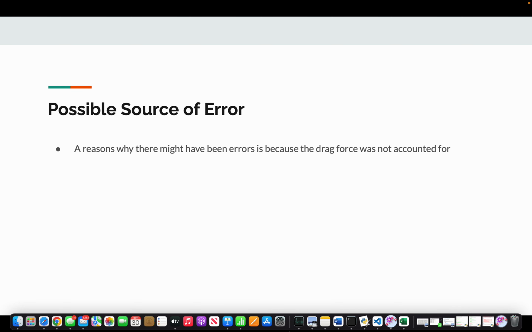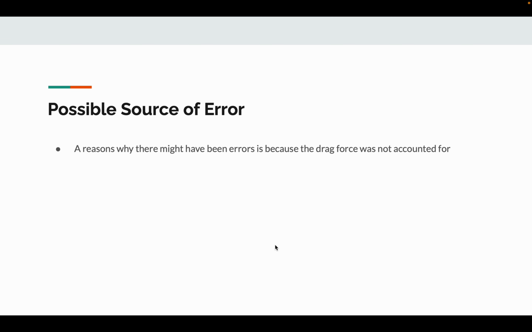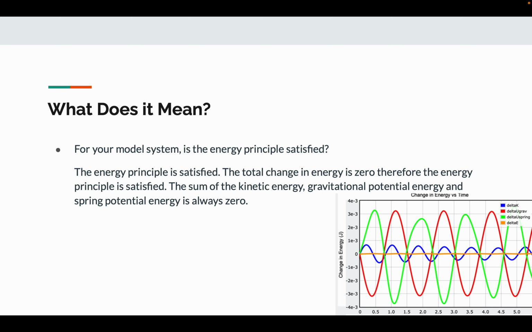Some possible sources of error would be that the drag force was not accounted for, which could have changed the energy and not made it exactly what it is. For your model system, is the energy principle satisfied? It is satisfied because the total change in energy is zero, therefore the energy principle is satisfied. The sum of the kinetic energy, gravitational potential energy, and spring potential energy is always zero.